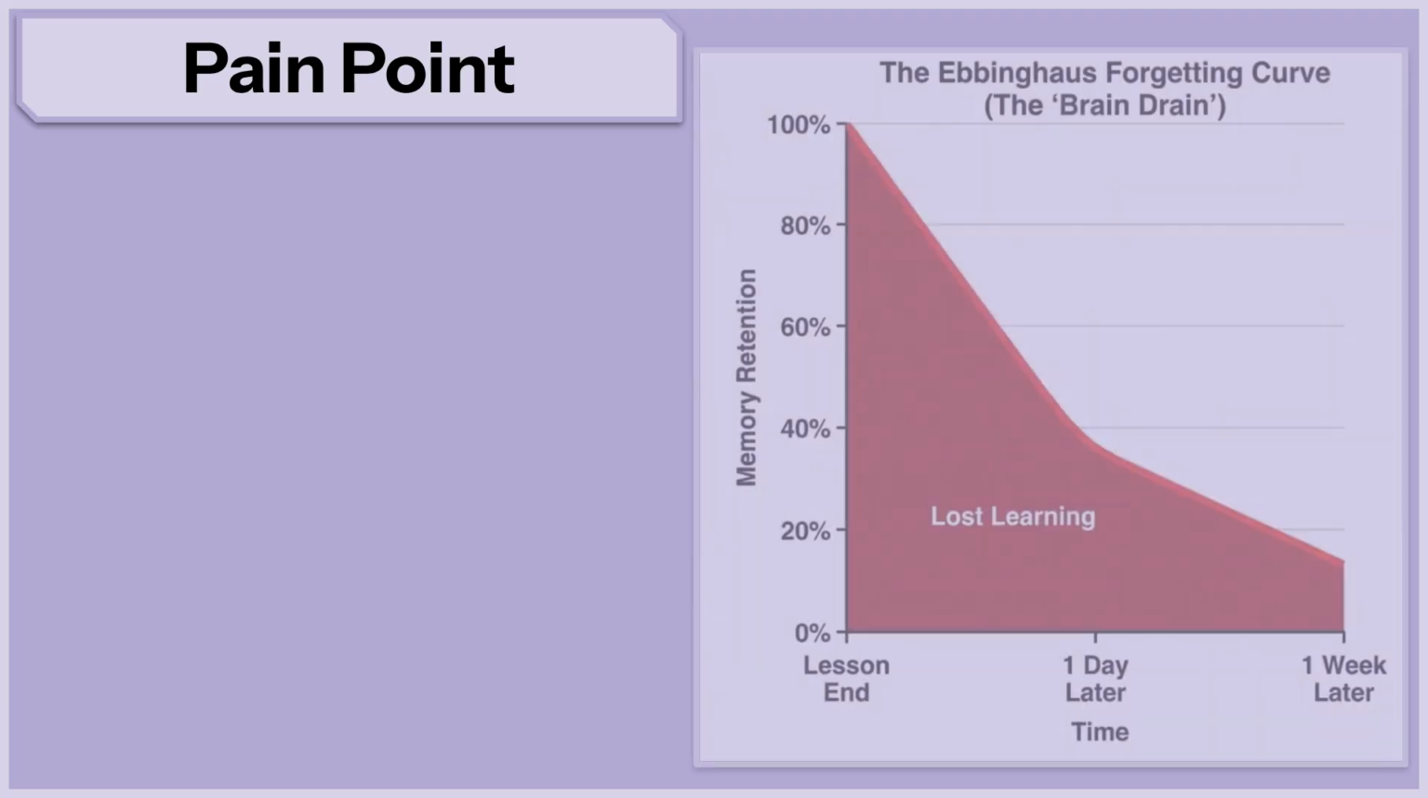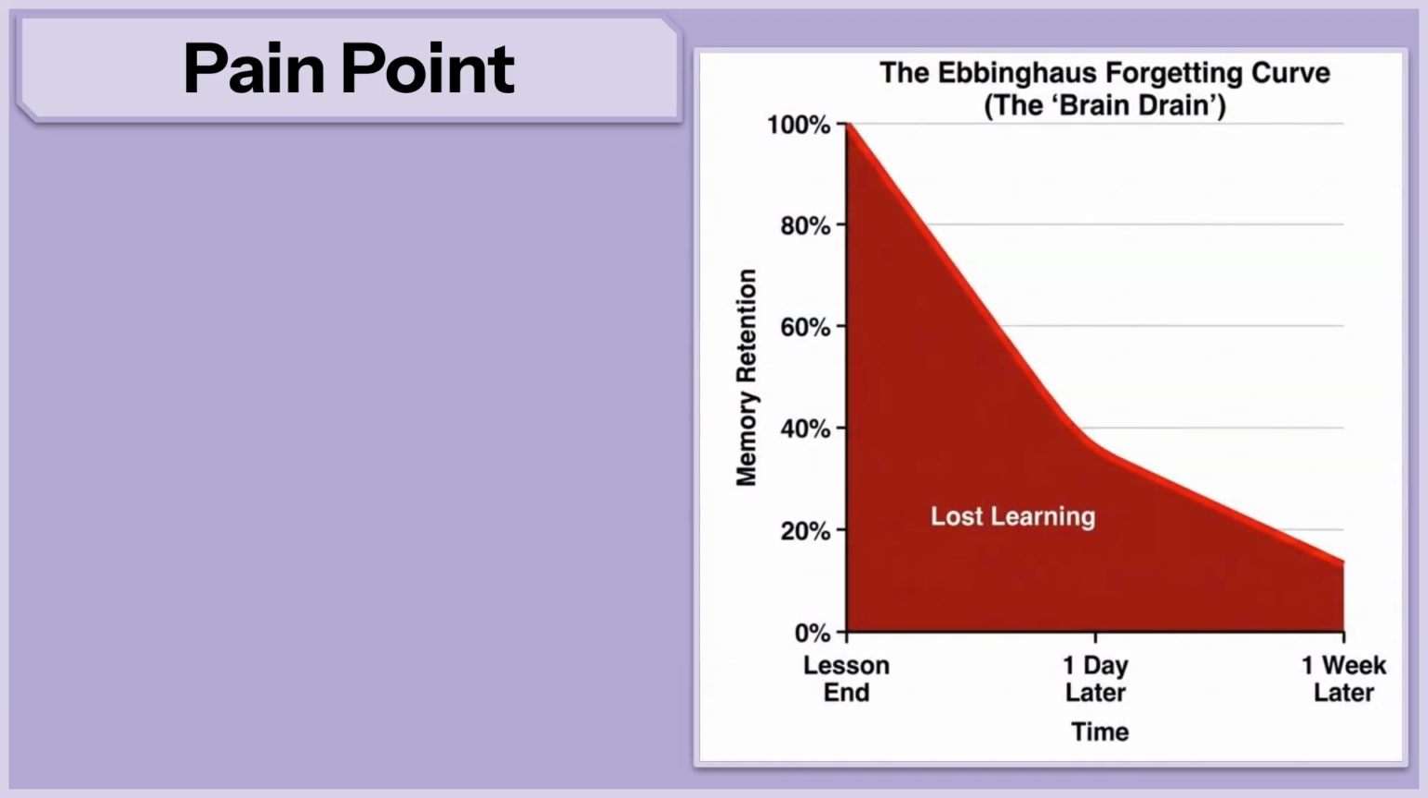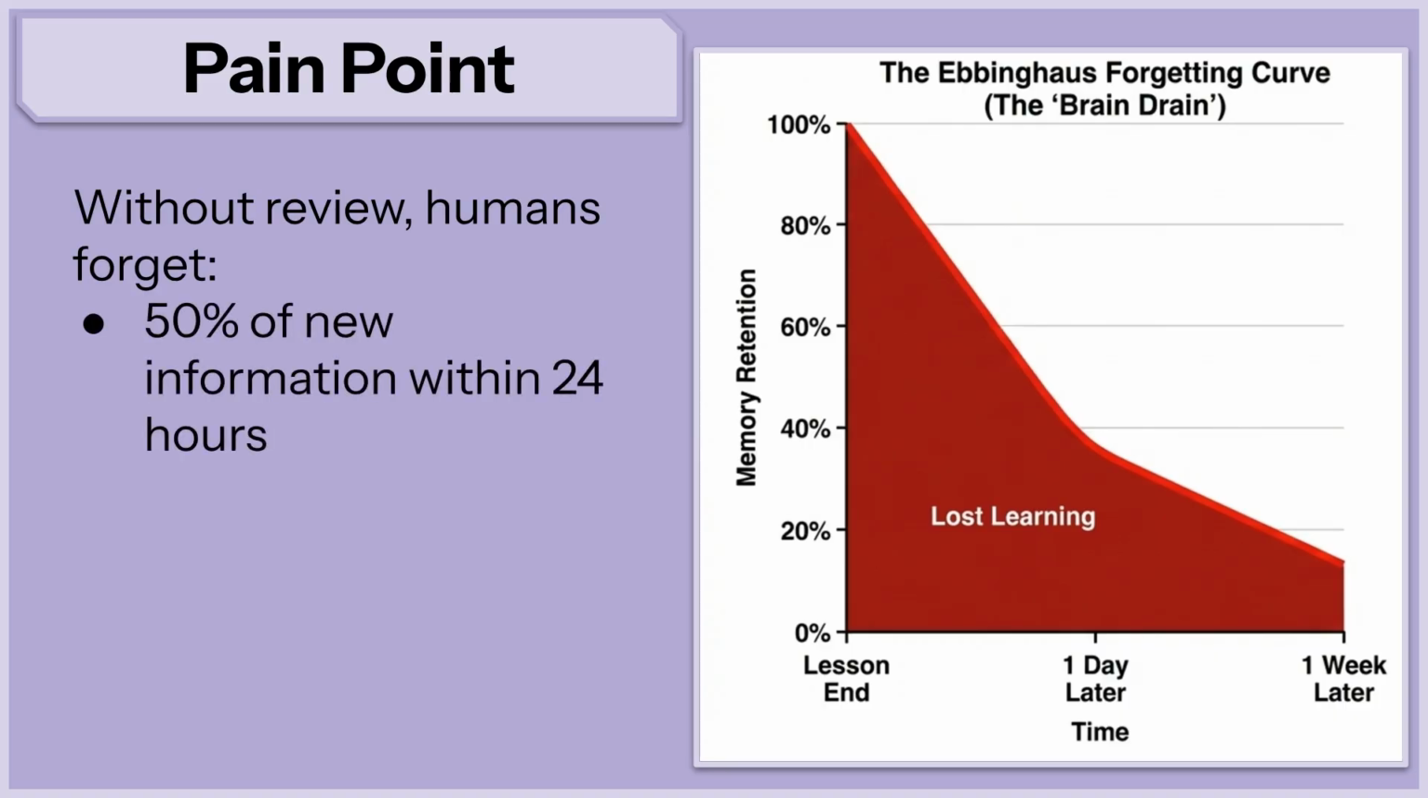But why does that factory reset happen? It isn't a lack of effort from your students, it's actually just biology. As you can see here on the Ebbinghaus Forgetting Curve, our brains are effectively hardwired to forget. The statistics, though, are pretty brutal. Without active review, we lose 50% of new information within just 24 hours. By the time a week has passed, up to 90% of that learning has simply evaporated into the brain drain.